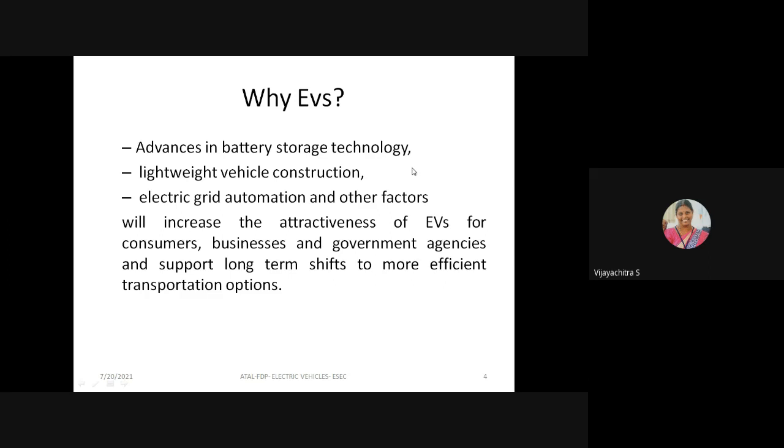Since the vehicle is lightweight, we can prefer it. If a vehicle or motor is of bulkier size, we don't prefer it, right? Due to the lower weight and compact size, we can prefer it. Third, electric grid automation and other factors. These three advantages increase the attractiveness of electric vehicles for consumers, business people, and government agencies, which should support at all times.